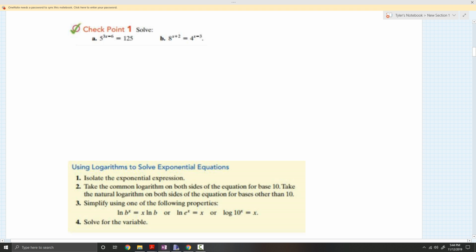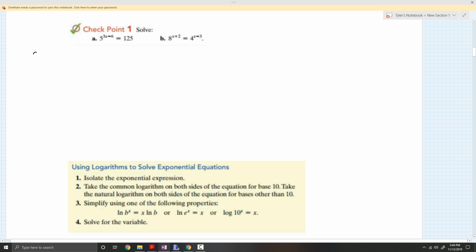So then checkpoint 1 is 2 similar examples to what we just did. A good technique might be to pause the video and try to work through those on your own, and then you could hit play and make sure you get the same answer that I do, right?